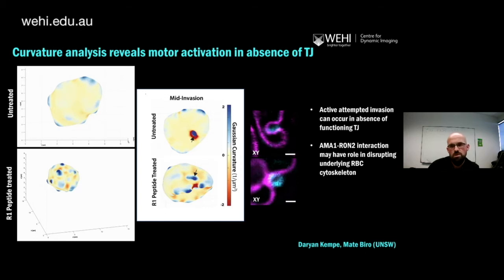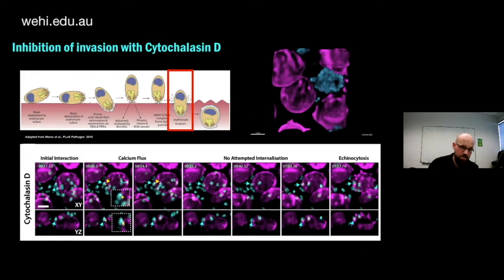So then we had a closer look at the activation of the actomyosin motor of the parasite, and we inhibited this with cytochalasin D. And when we did this, we saw the calcium flux because we still had that upstream pore-forming interaction, and then not much happened.